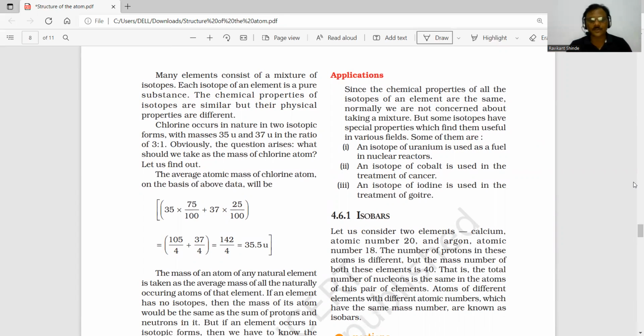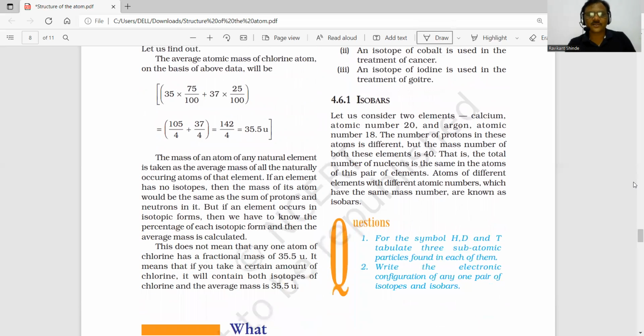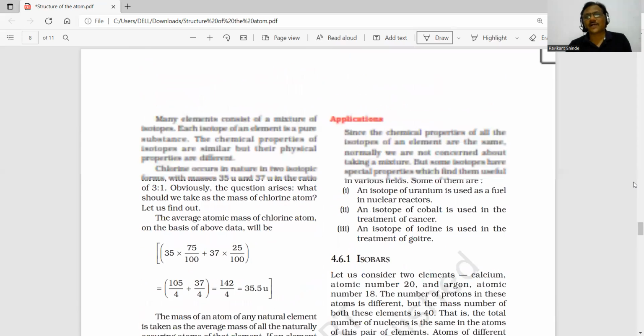It is also true with some other elements, like sodium, with mass 22.99. So in this way, we understood the average atomic mass. It depends upon the percentage. Okay. Now, what are the applications of isotopes?